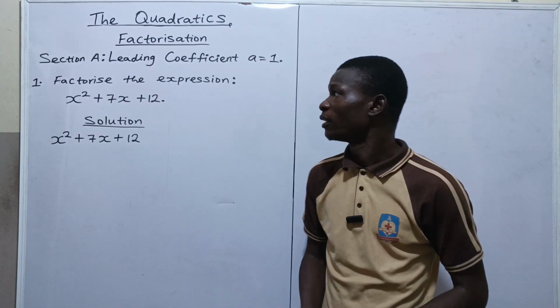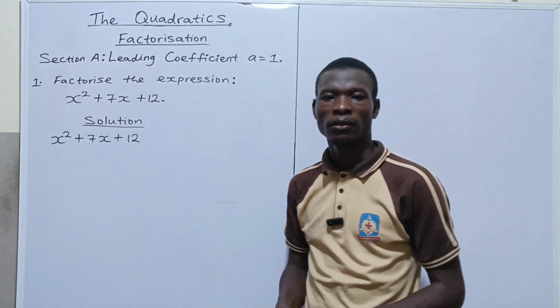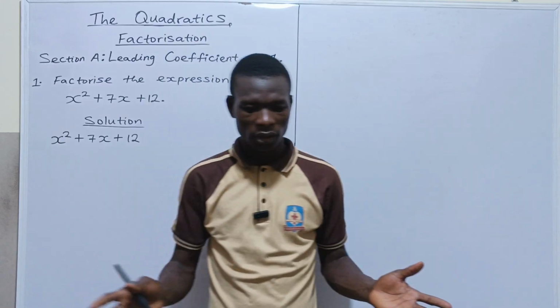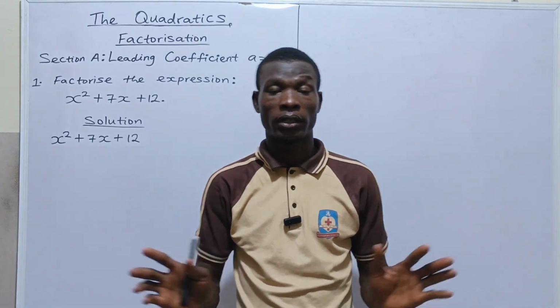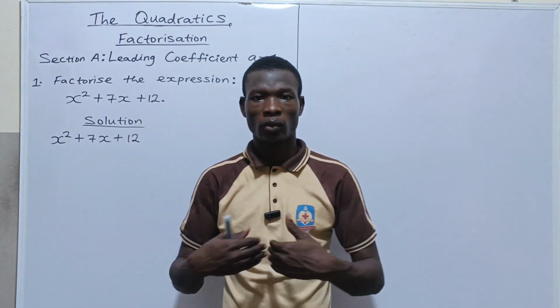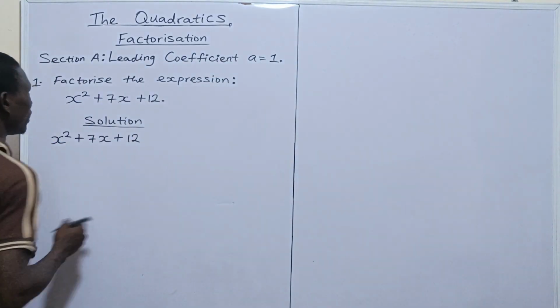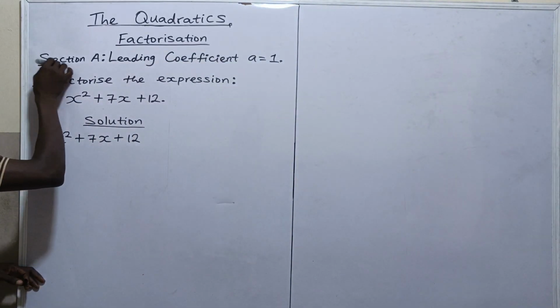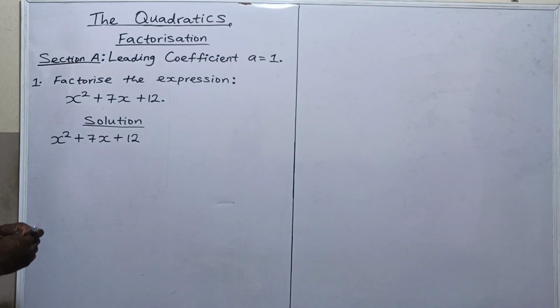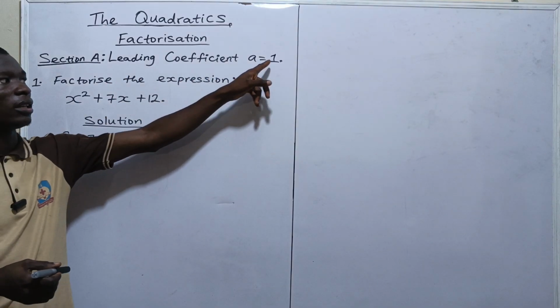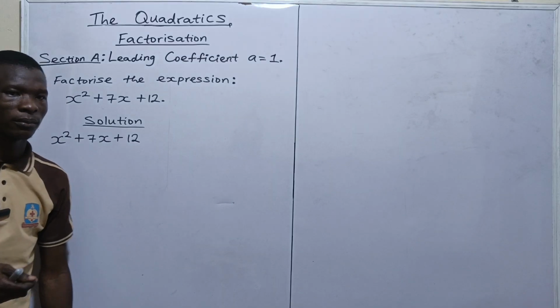Welcome back. Now we are on factorization of quadratic expressions. Now in factorization of quadratic expressions, there are different forms in which the expression can come. The first one we are looking at, which we tag section A, says the leading coefficient A is equal to 1. What do we mean by that?